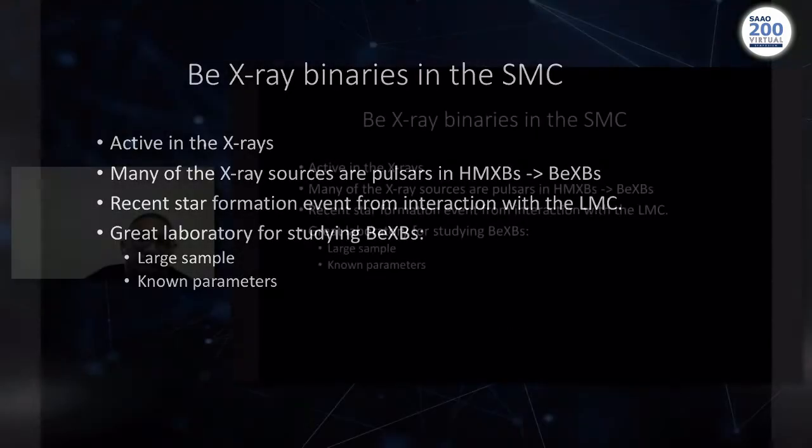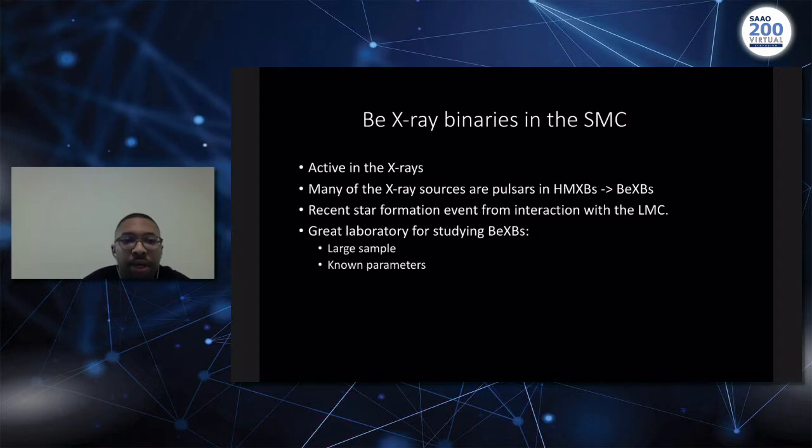The Small Magellanic Cloud, which is our neighboring irregular dwarf galaxy, is quite active in the X-rays, with the majority of these X-ray sources being X-ray pulsars in high-mass X-ray binaries. And the majority of these high-mass X-ray binaries belong to the Be X-ray binary population. In fact, the number of Be X-ray binaries in the SMC is comparable to those in the Milky Way, despite the Milky Way being about 50 times more massive than the SMC.